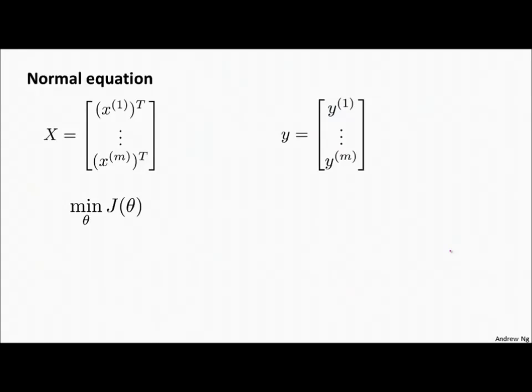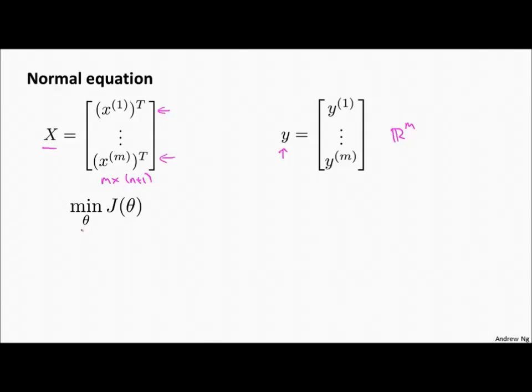The second algorithm was the one based on the normal equation, where we created the design matrix X, where each row corresponded to a separate training example, and we created a vector Y. This is an m-dimensional vector that contained the labels from the training set. So whereas X is an m by n plus 1 dimensional matrix, Y is an m-dimensional vector.